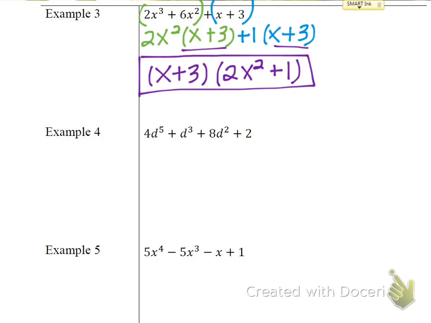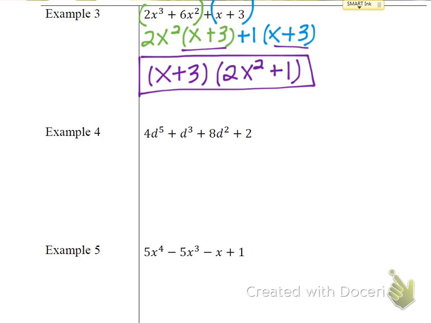Sometimes it might end up as a difference of 2 squares, and then you'd have to factor again. But in this case, no. Not too bad? So let's look at example 4.